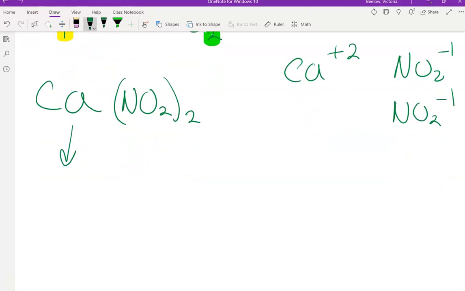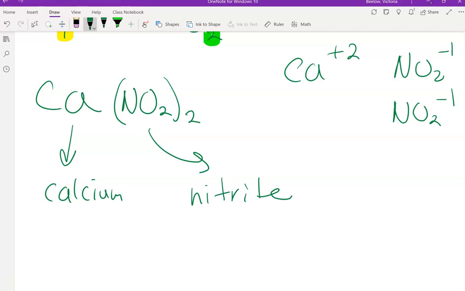And the name for this would be calcium. And if you look, you have to look on the back of the periodic table for the name for this. This is not just nitrogen, right? There's an oxygen with it. So look on the back of your periodic table. This is nitrite. So this would be calcium nitrite.